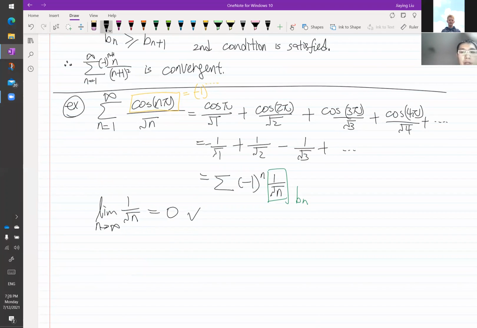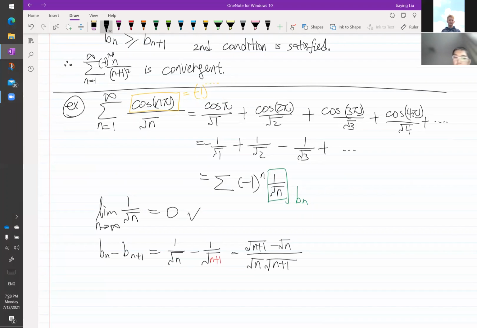The second condition is that we need to find the difference. So Bn minus Bn plus 1, that will be 1 over square root of n, that's what Bn is, minus Bn plus 1, so that's 1 over square root of n plus 1. Let's common denominator again. So that's square root of n times square root of n plus 1. The numerator is square root of n plus 1 minus square root of n. And I'm not going to do too much here because I think it's straightforward.